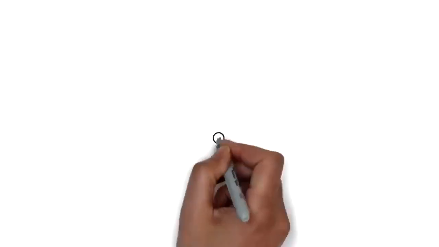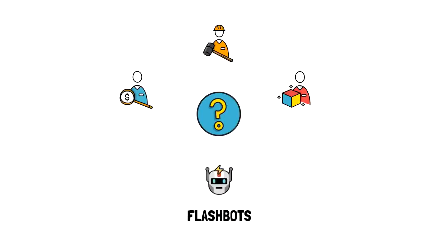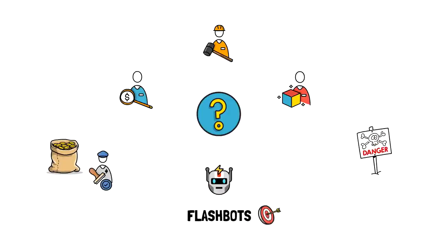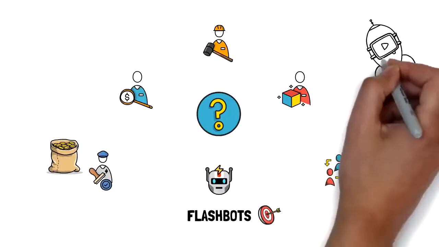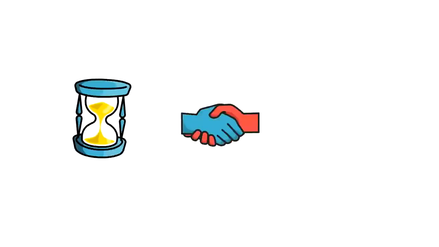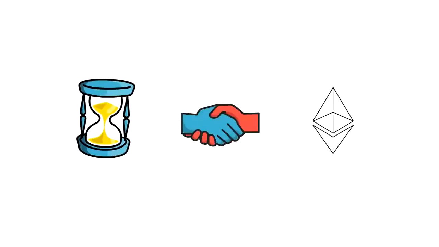But who drives this game? What roles do searchers, builders, and proposers play? How do Flashbots come into the picture, and what's their mission? And does MEV provide extra incentives for validators, or create an existential threat to the decentralization of the whole network? You will find answers to these questions and more in this video. And we promise you, by the end of this video, Ethereum will never look the same to you again.